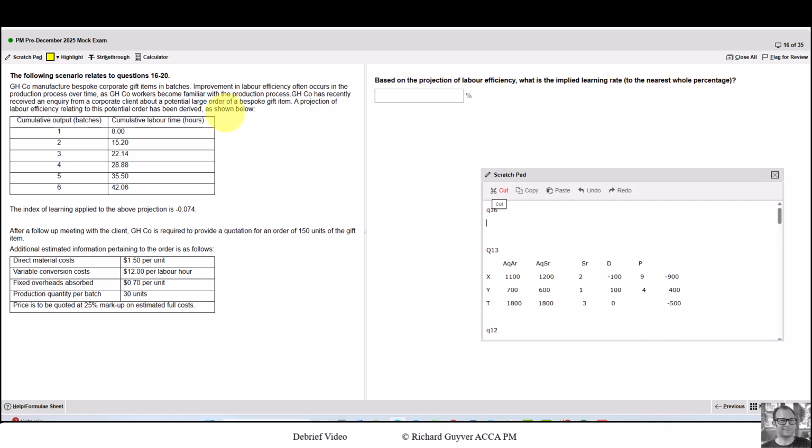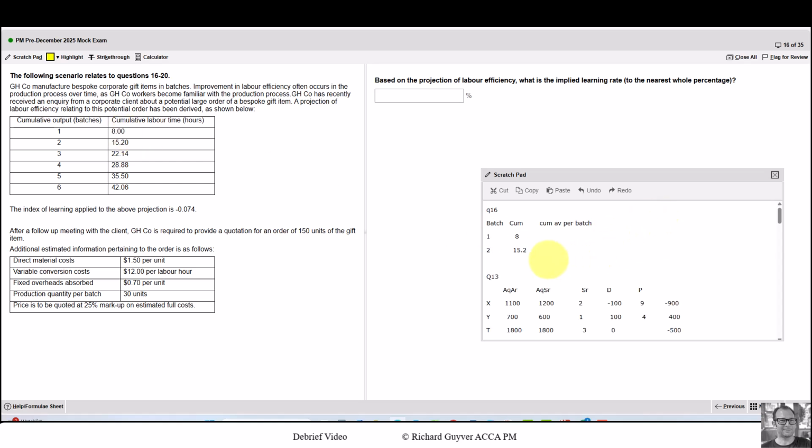To work out the learning rate from a set of cumulative hours, we need to remember when we double batches, so we go from 1 to 2, or 2 to 4, and then 4 to 8, the cumulative time will reduce by a fixed percentage, and that percentage is the learning rate.